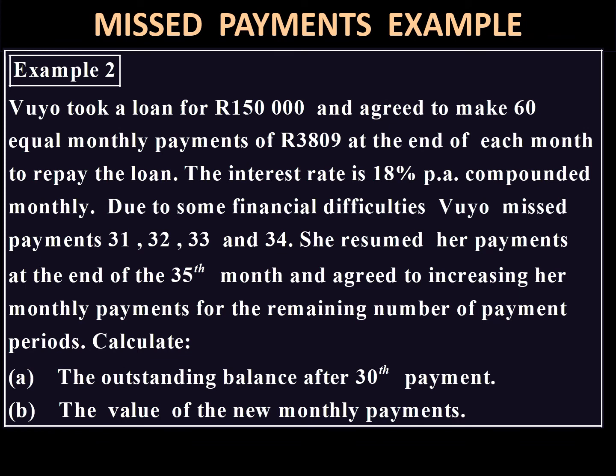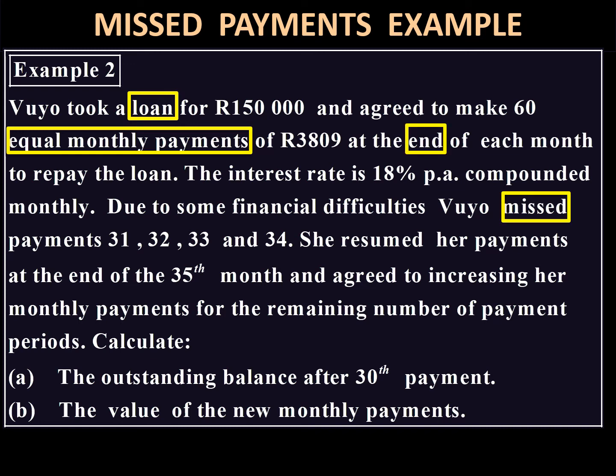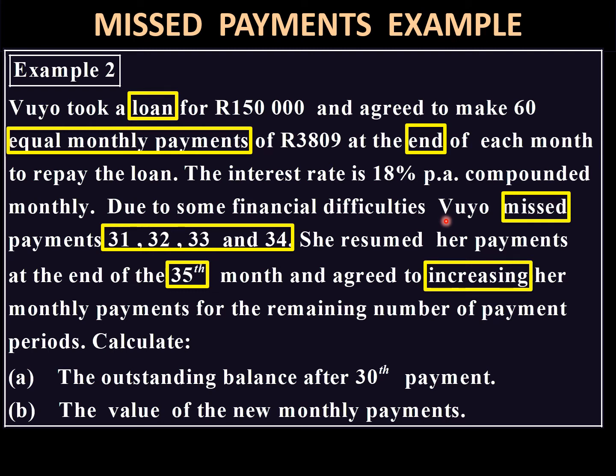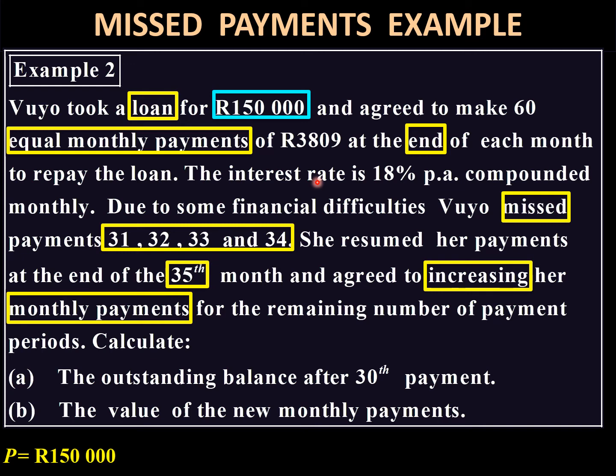Now let's look at an example of missed payments. Vuyo took out a loan and she agrees to make equal monthly payments at the end of each month. But due to some financial difficulties, Vuyo missed payments number 31, 32, 33, and 34. She resumed her payments at the end of the 35th month, and she agreed to increase her monthly payments for the remaining number of payment periods. We'll come back to that again. So she took out a loan for 150,000. That's my present value. She's making 60 payments, that's n equal to 60.